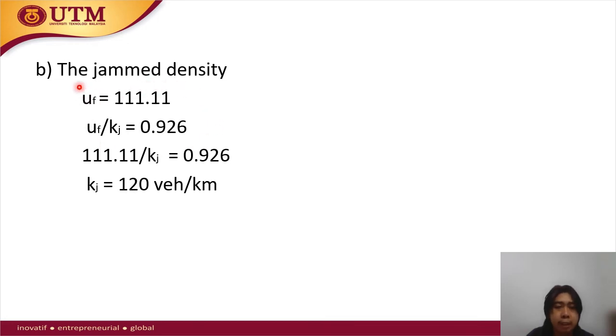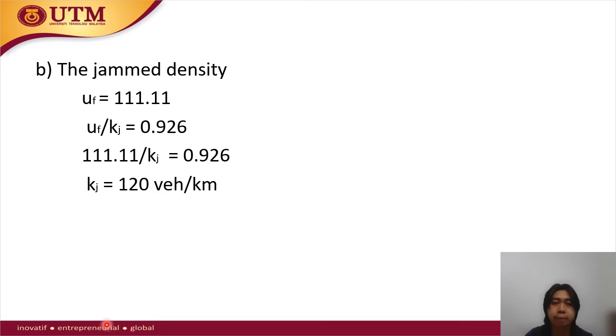Now, for the jam density, we can use the equation that we have derived from the first question, which has a free flow speed of 111.11 kph. We can also use the value of UF over kj, which is 0.926. Since the free flow speed is already derived from the equation, we just simply substitute this in and transpose, therefore we get the jam density, which is 120 vehicles per kilometer.